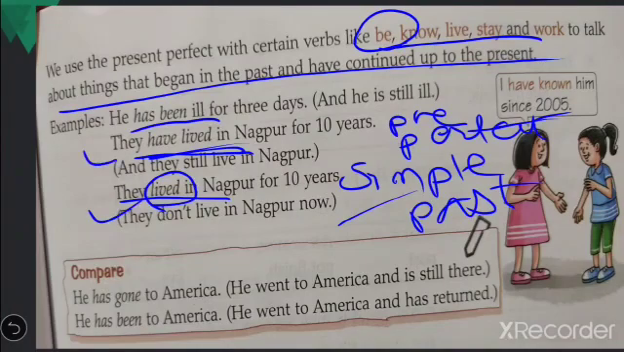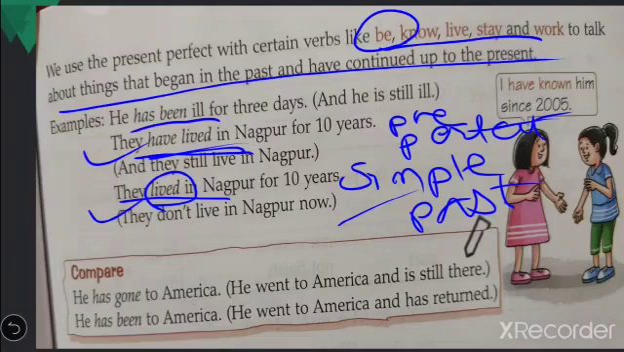So the difference, look here, a very clear difference is there. I have lived in Nagpur for 10 years means today, now also I'm in Nagpur. But they lived in Nagpur means in the past they lived, but in the present now they live in another place. So for that we have to use simple past tense when the action is completely over in the past only.